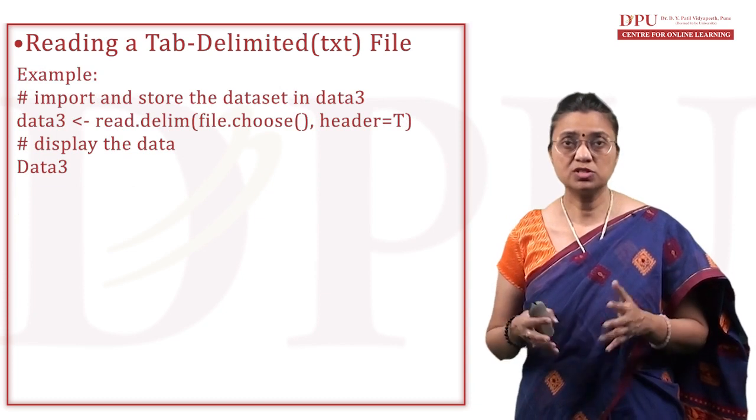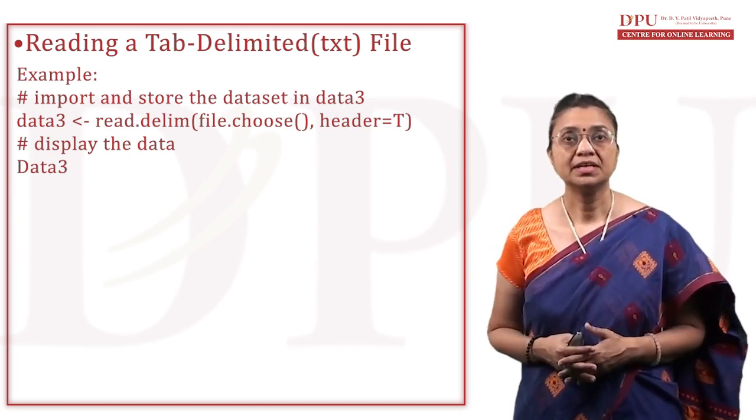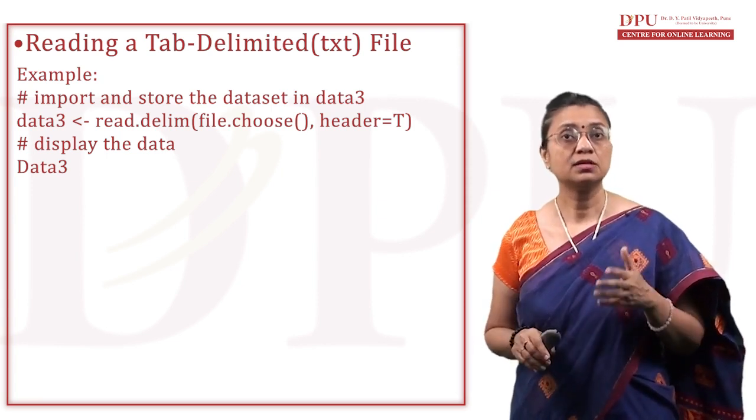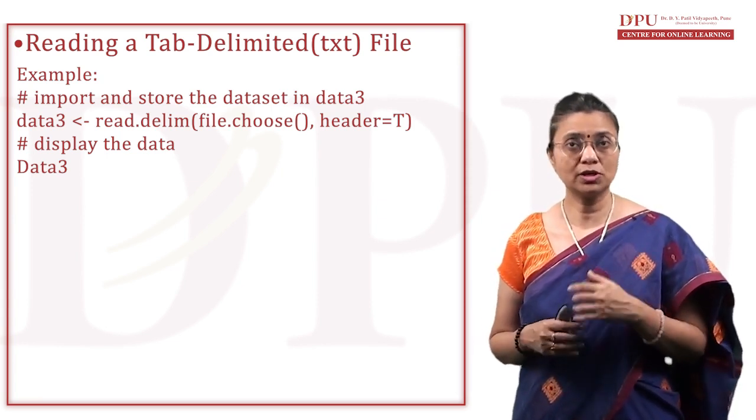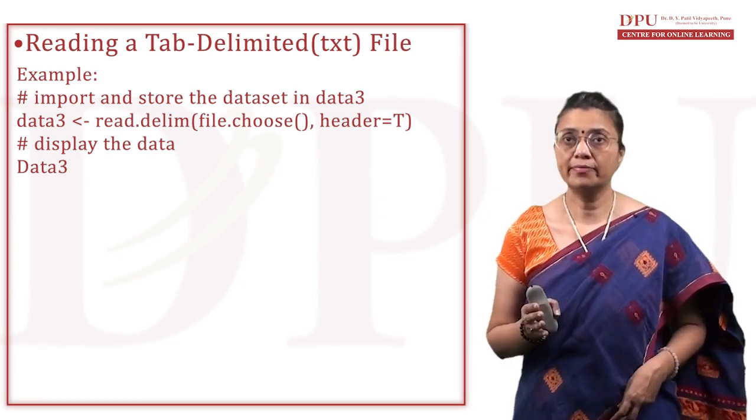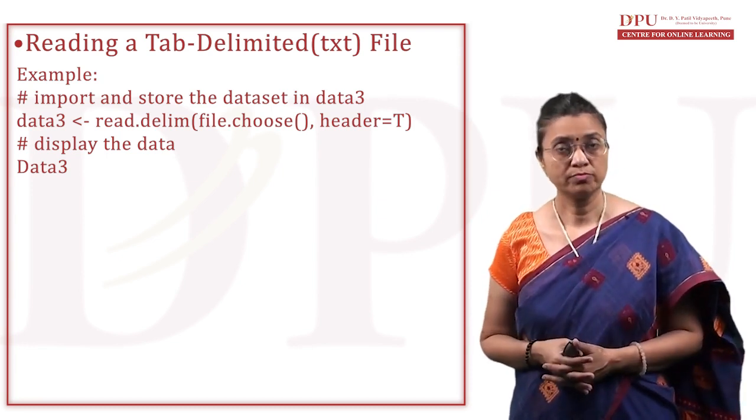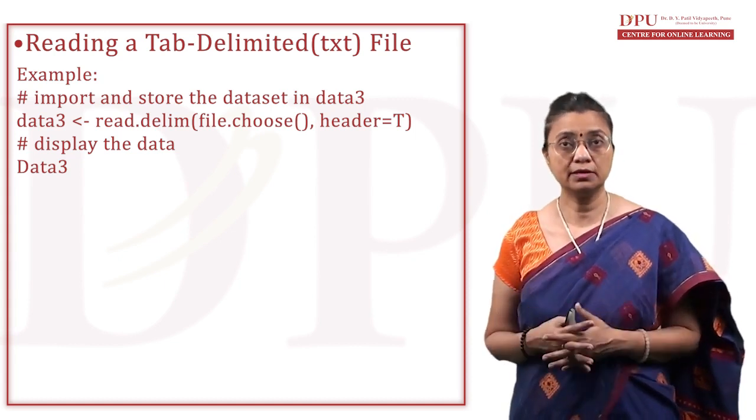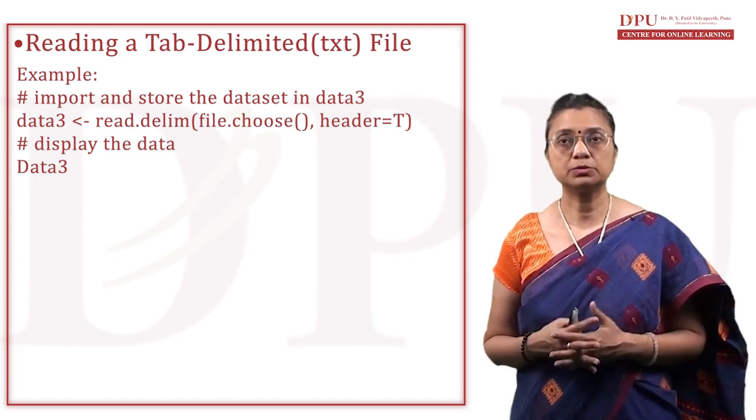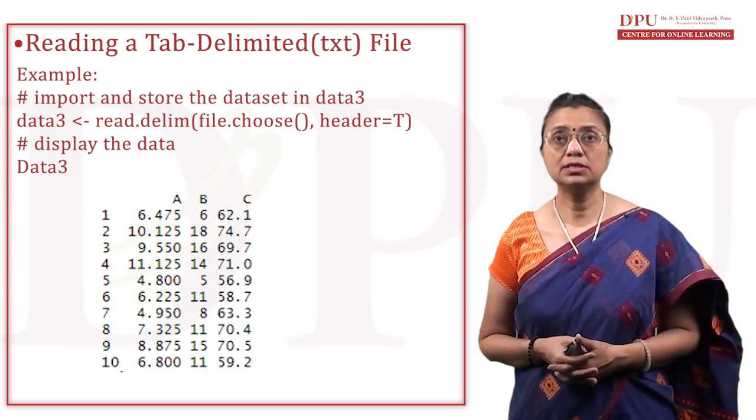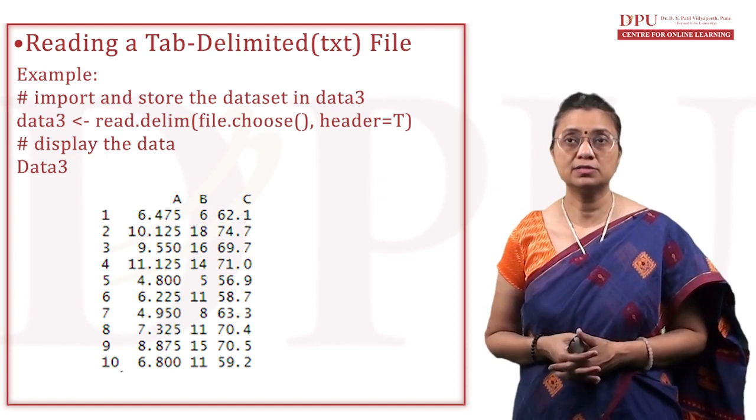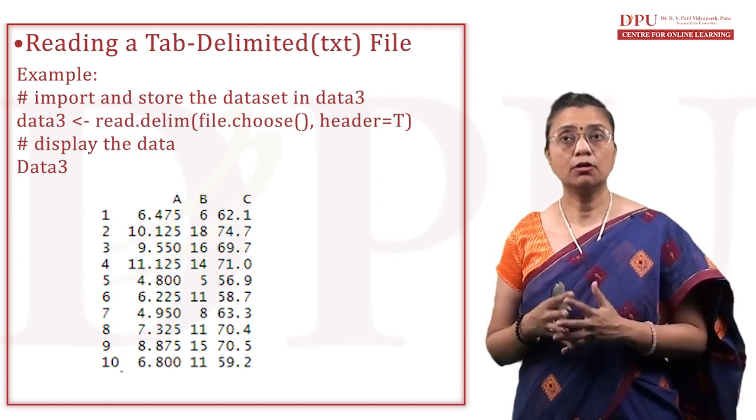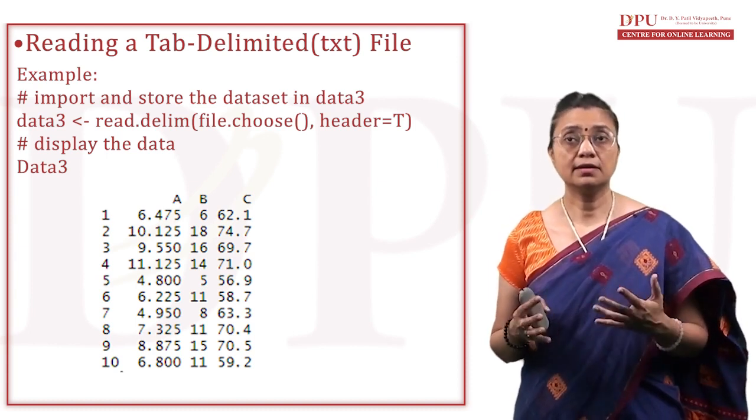data3 is my variable, which is equal to read.delim. So read.delim is the function I'm using, and within brackets, first I've passed the file.choose function to choose a file from the desktop, and then I have passed header equals TRUE. Only files where tab is the delimiter will be taken into consideration, and the data will be displayed on the screen. So here you can see that I've chosen a file, and now my data is also coming on the screen on the right hand side. 10 records, 3 columns, A, B, C, and there are the values.